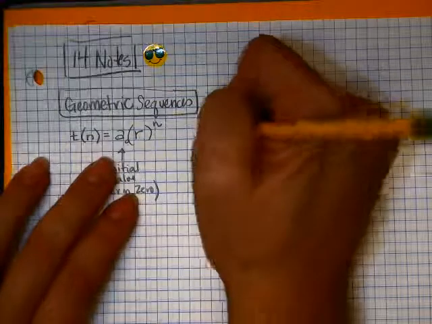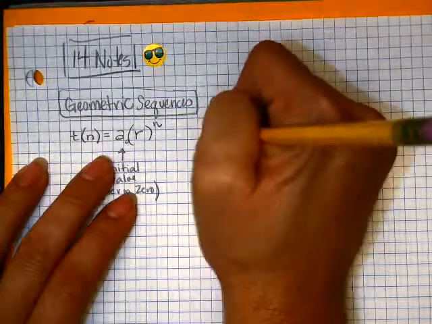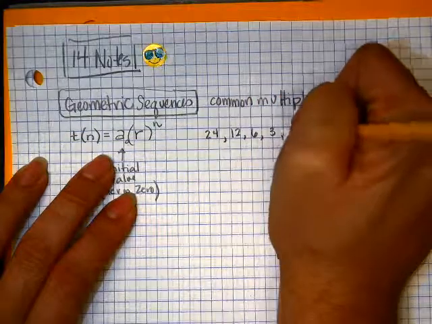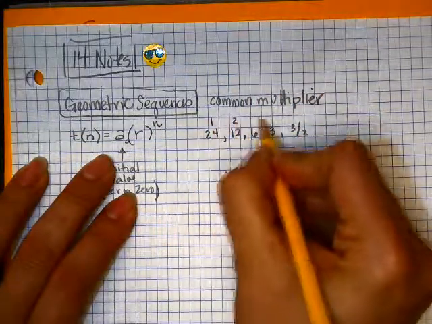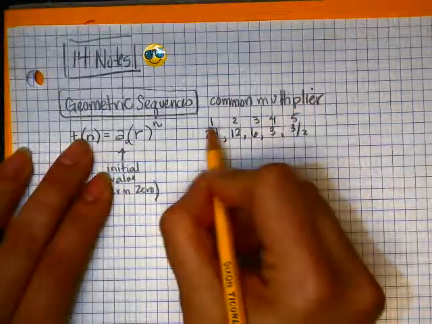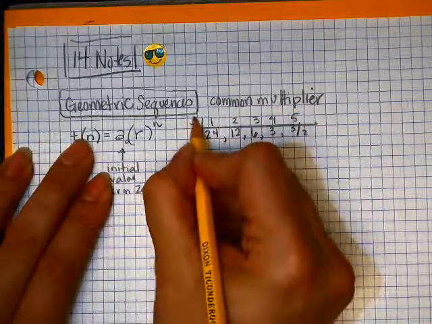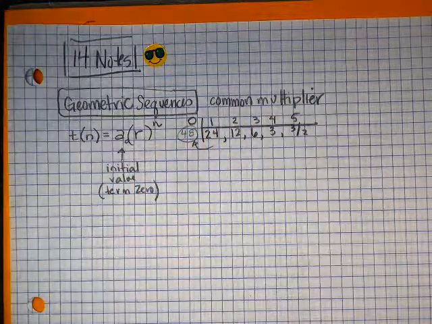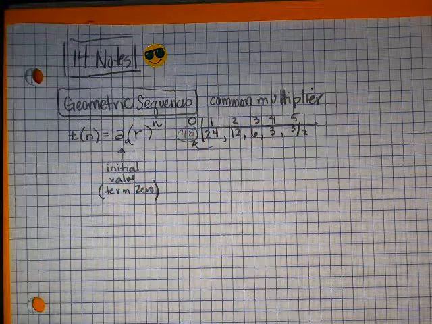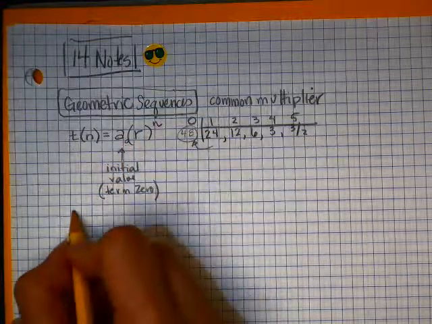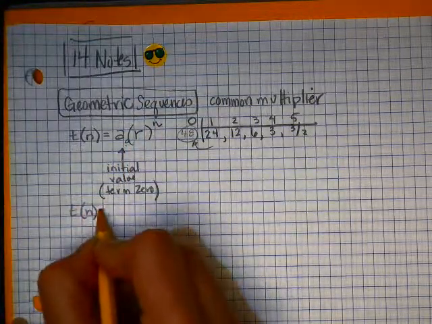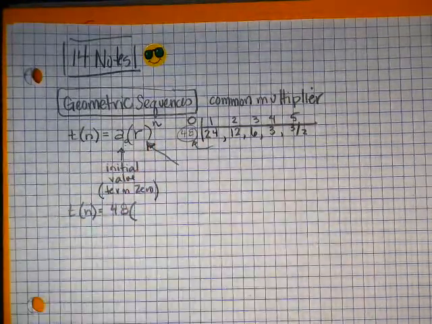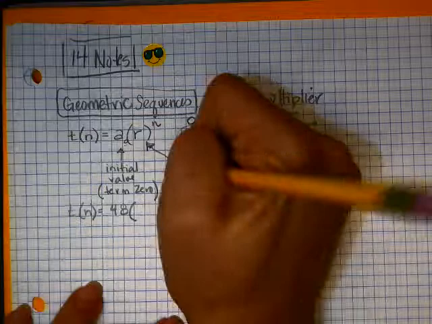In fact, let's put that example in there. We had 24, 12, 6, 3, 3 halves. So this is term 1, 2, 3, 4, 5. And then what we needed was term 0, so we found it, 48. So this is my initial value. In this case, T of n is equal to 48, and r, on the bunnies, hopefully you remember, that was our common multiplier.